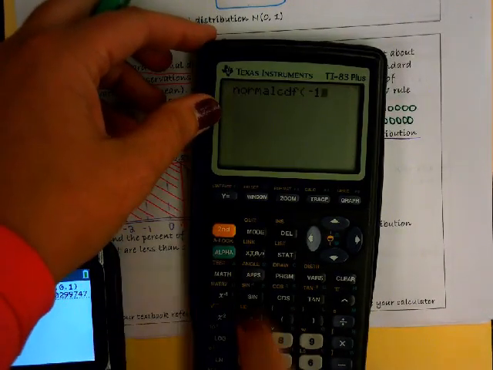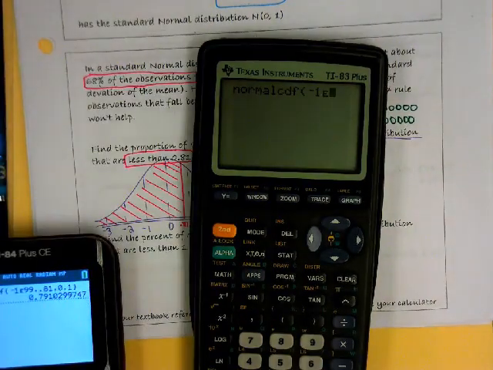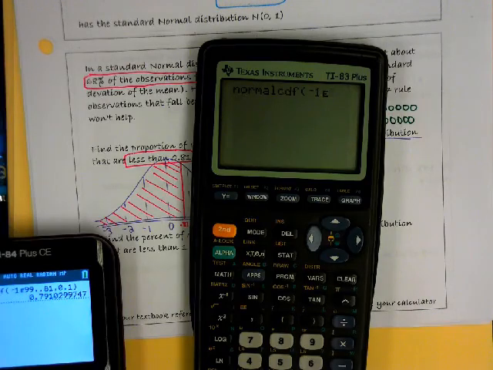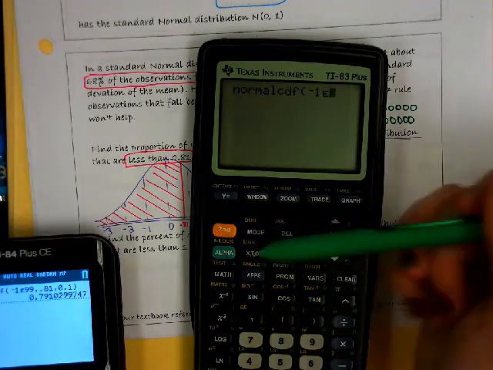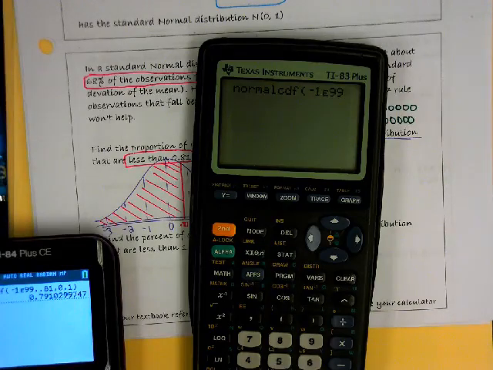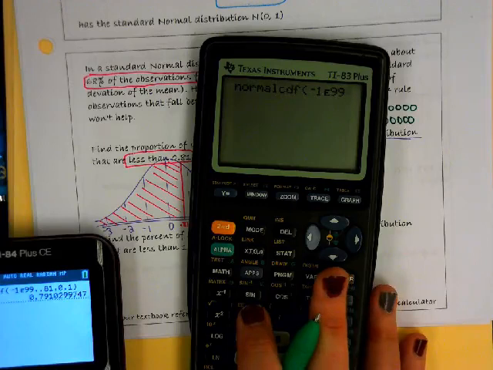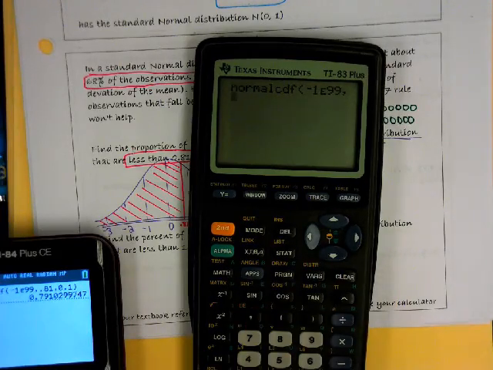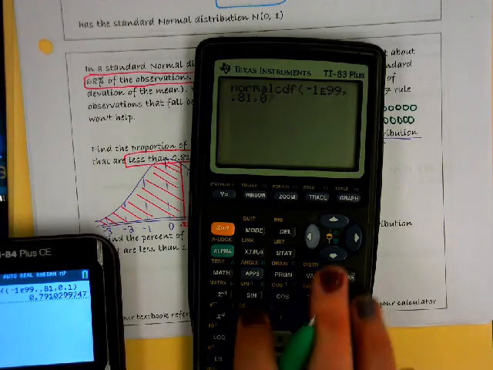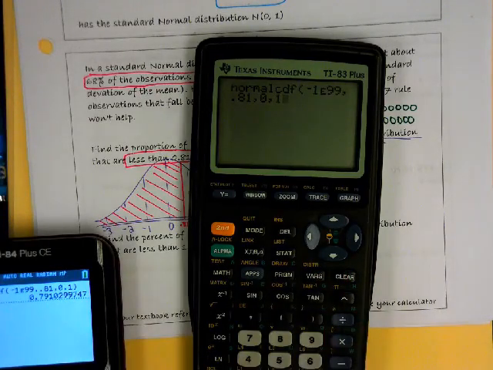Then we have to put the commas in for the calculator, so put a comma, and then our upper bound is 0.81, comma, my mean, comma, standard deviation. And then we're going to close the parentheses. I honestly don't think closing the parentheses really matters, but it's just a habit. And then if I hit enter, notice I get the same answer, just newer calculators prompt you for the information. The older ones, you have to type it in.